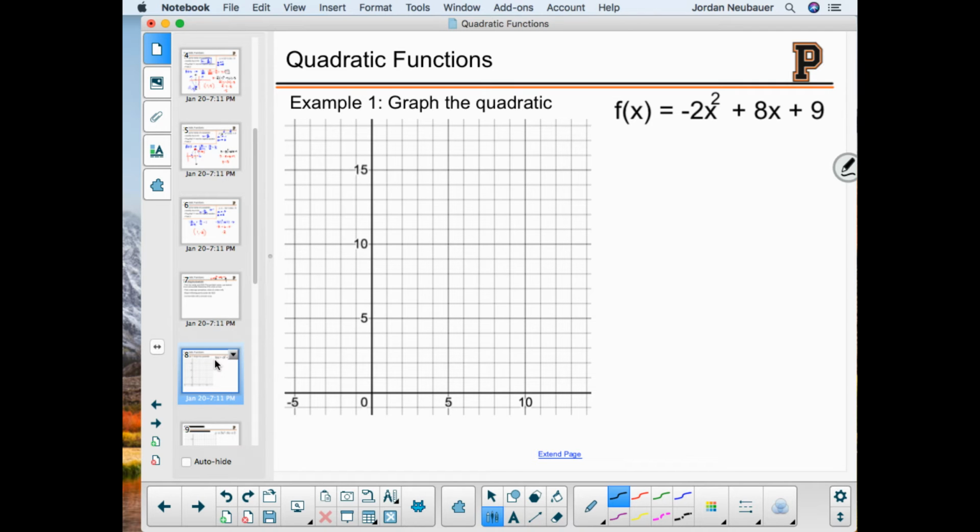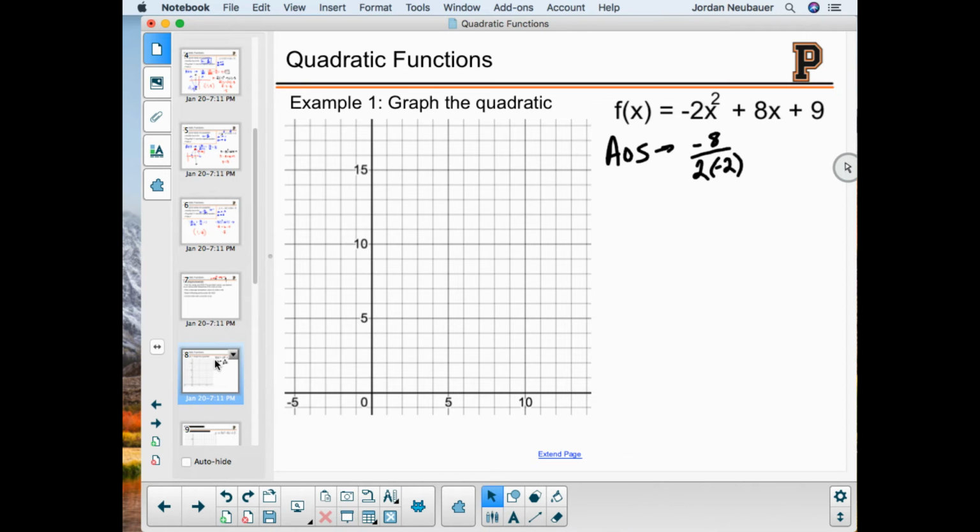All right, first one, we're going to graph this quadratic, -2x squared plus 8x plus 9. So AOS is where we start. Opposite 8 over 2 times -2. We do the math with that. That's -8 over -4. Tells us that this will be symmetrical with 2.